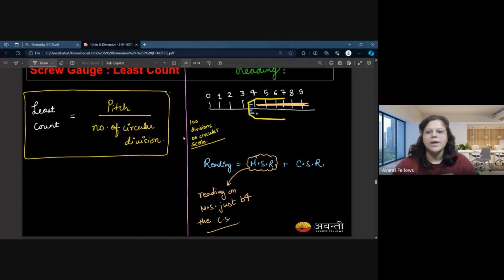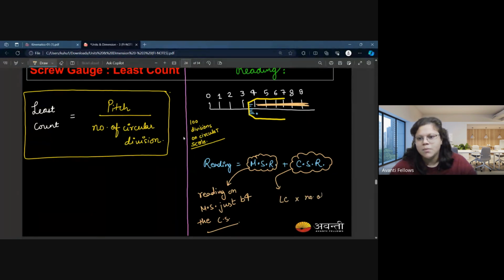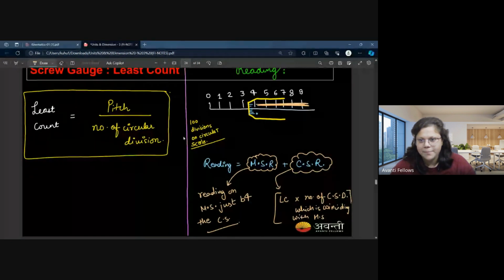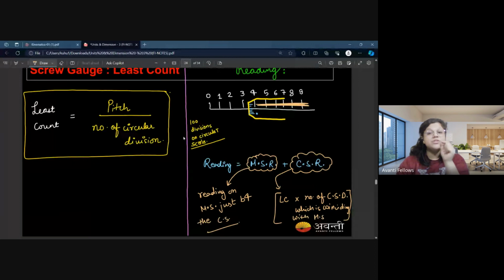Now, when it comes to circular scale reading, it is least count multiplied by the number of circular scale divisions which is coinciding with the main scale. That number of circular divisions coinciding with the main scale, times the least count, is your circular scale reading. Main scale reading is that latest reading which you can see before the circular scale. Just add those two things and you will get the reading.